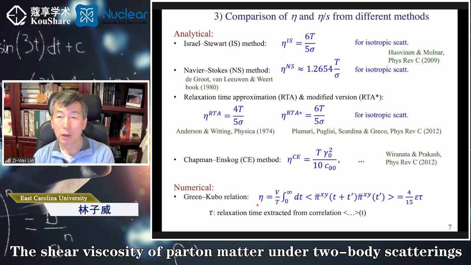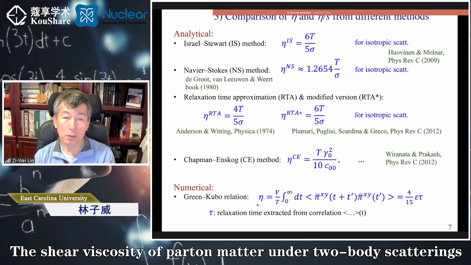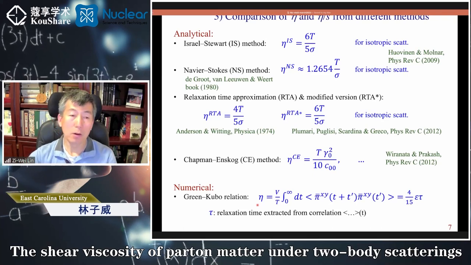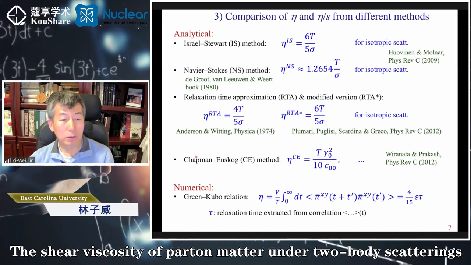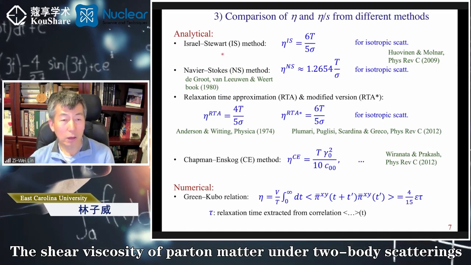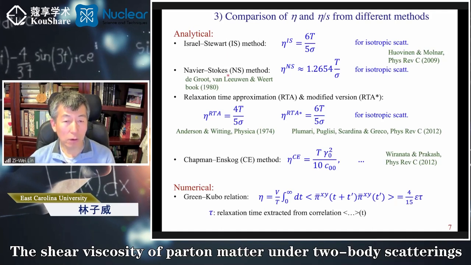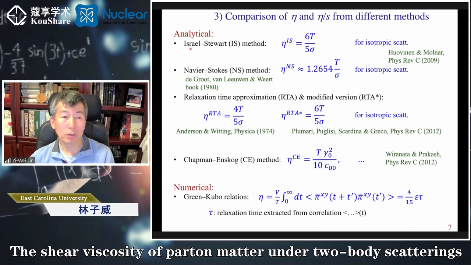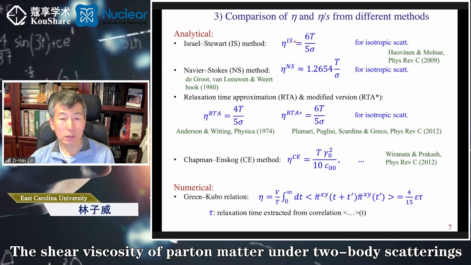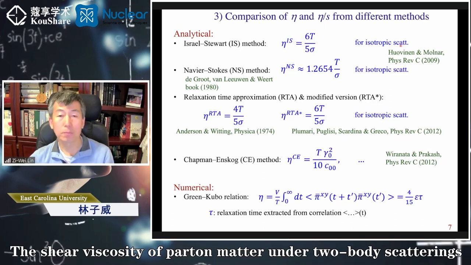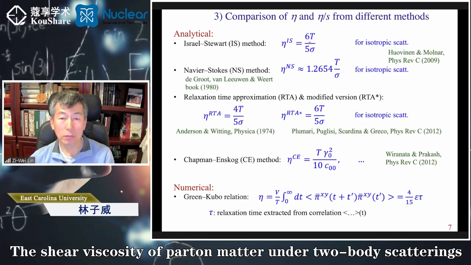Then let's look at the different methods that we can use to calculate the shear viscosity of a parton matter. There are several analytical formulas, and we have shown here basically all of them that we can find. For example, the Israel-Stewart method, written as IS here, says that for isotropic scattering, the shear viscosity eta is 6 times T over 5 sigma.